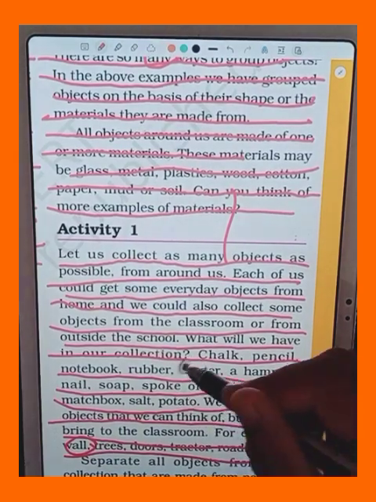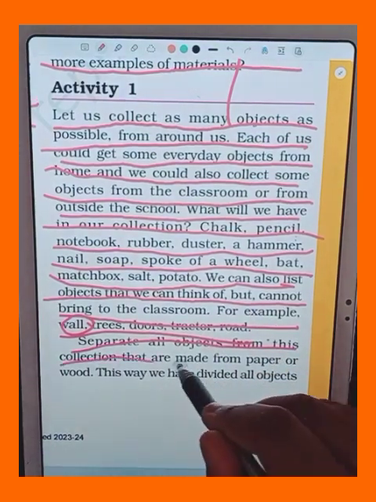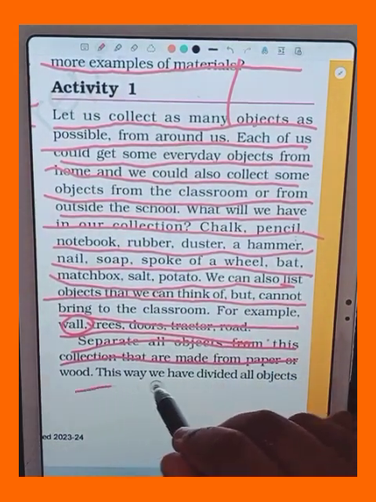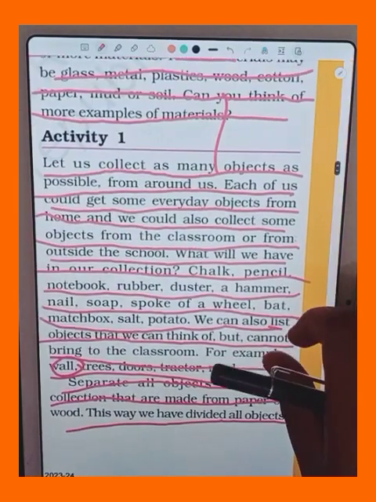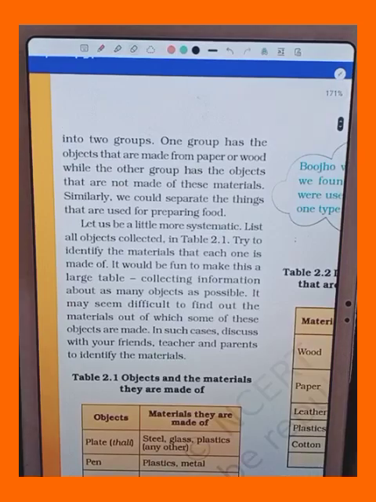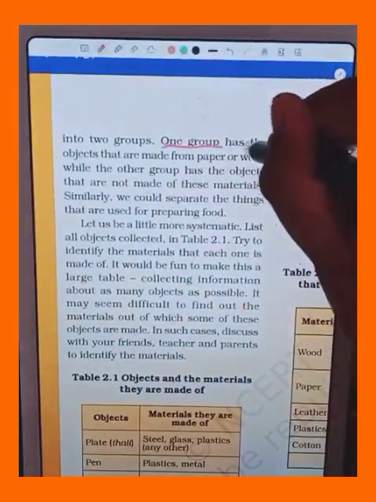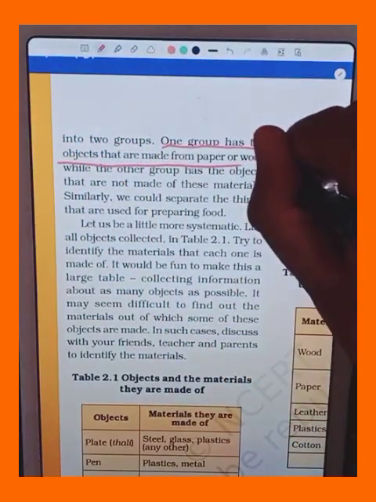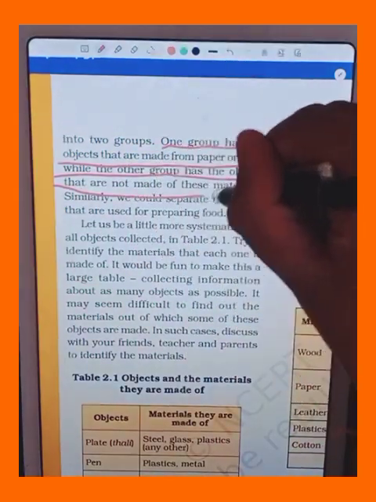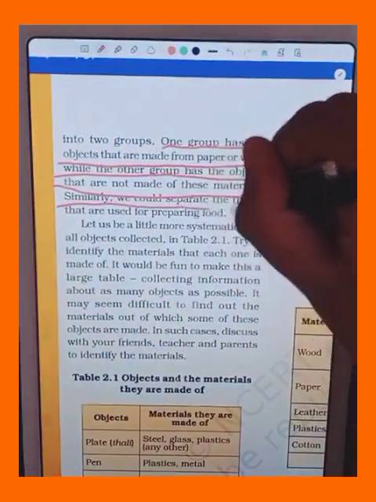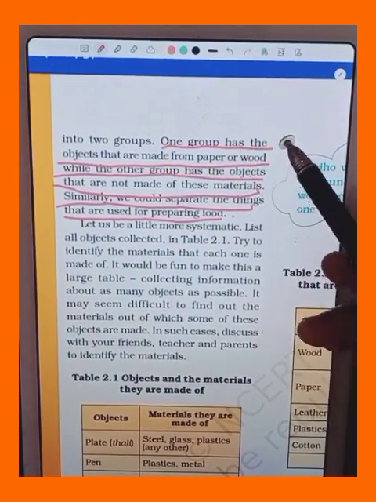It's very interesting. Separate all the objects from this collection that are made from paper or wood. This way we have divided all objects into two groups. One group has the objects that are made from paper or wood, while the other group has the objects that are not made of these materials. Similarly, we could separate the things that are used for preparing food. So this is activity 1.